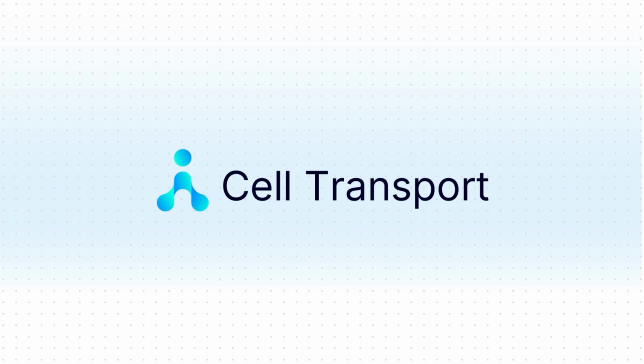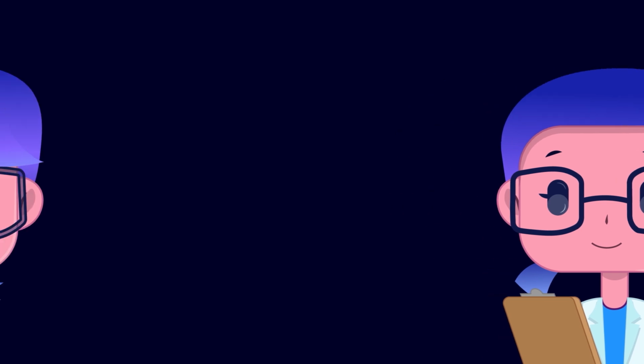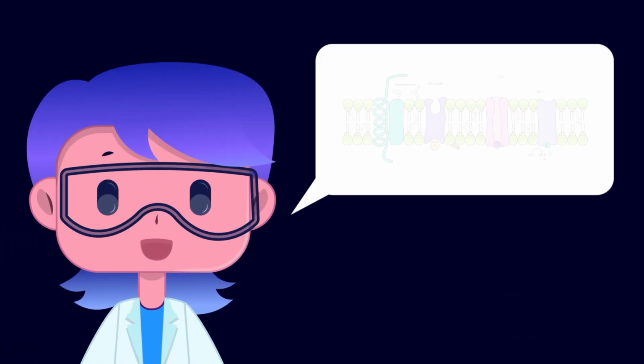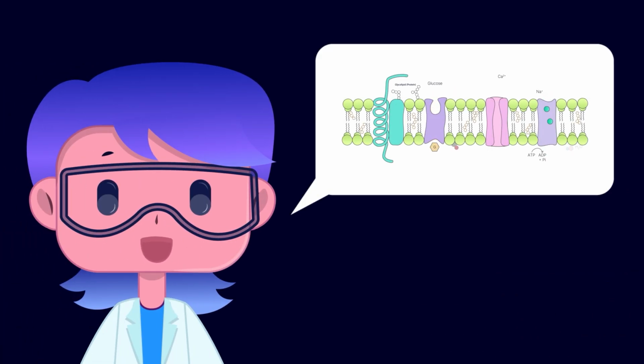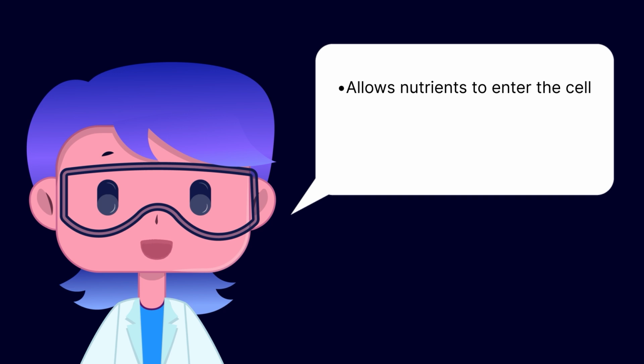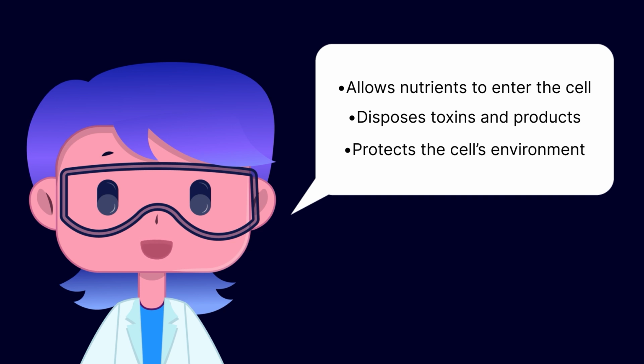Today's lesson, we'll explain in depth how molecules move across the cell membrane and why it is important to the cell's survival. Do you recall what the cell membrane is? Yes. The cell membrane plays a crucial role in not only maintaining the cell's structure, it also controls what enters and leaves the cell. It allows nutrients to enter the cell, which it can use to activate different processes, disposes toxins and products out of the cell, and protects the cell's environment from the outside.